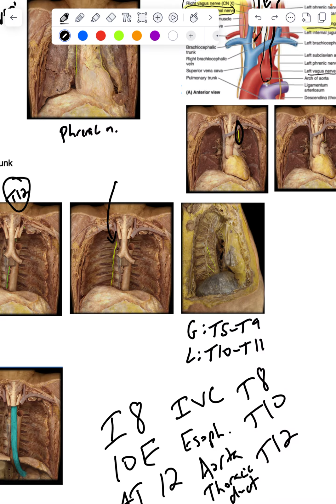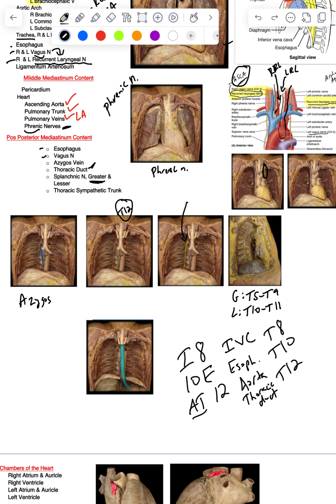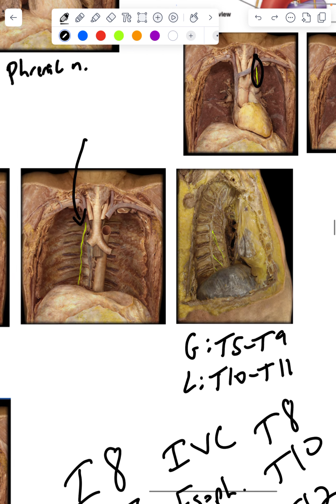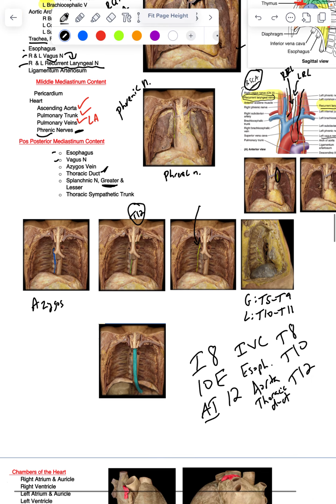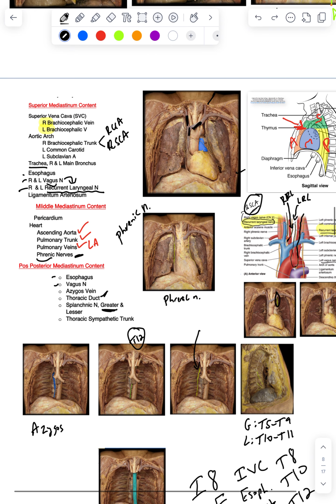So she's either going to pin greater or lesser. And usually you can see them if she's going to pin them. So if you see something here above what she pinned, then you know it's the lesser. If you see something below, you know it's the greater. But greater is going to have more branches, and it's bigger. And I believe that's everything on here.